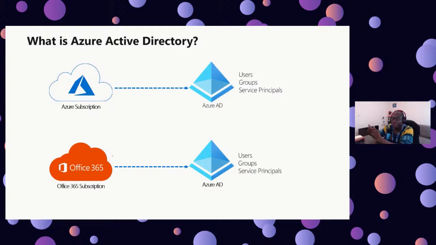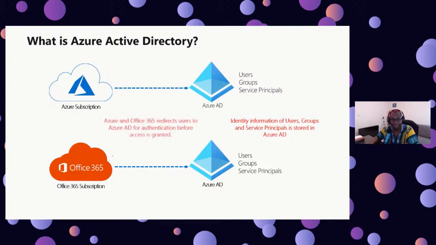That is what stores your users, your groups, your service principals. In other words, the identities that can authenticate to your Microsoft Cloud service are stored in Azure AD. Azure AD is the identity store, it's the identity provider for Microsoft Cloud services. So that's what we are talking about there.